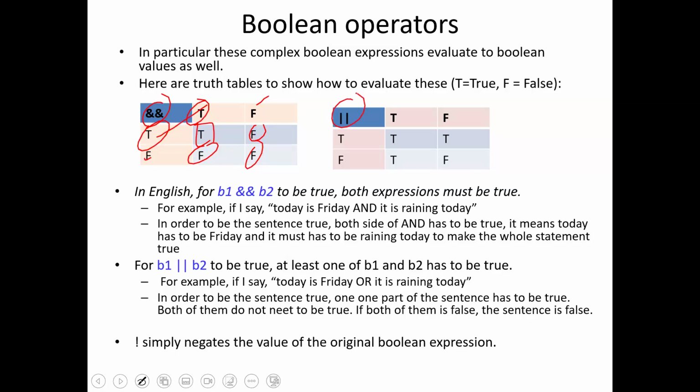Similarly for OR, if both of them are false, this is false. If any one of them is true, this is true. If one of them is false, this is not a problem if the other one is true. If both of them are false, for example, I say today is Wednesday or we have a quiz today. Is it false or true? False, because today is not Wednesday. Also, today is not a quiz day. So both of them are false. The result is false. Okay.